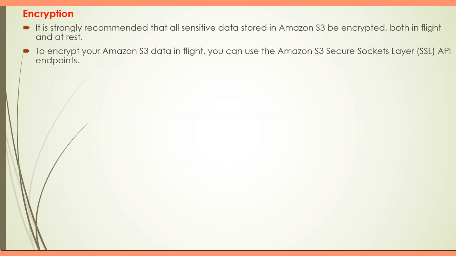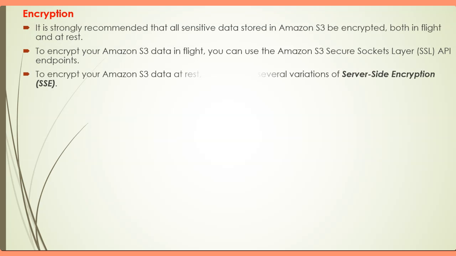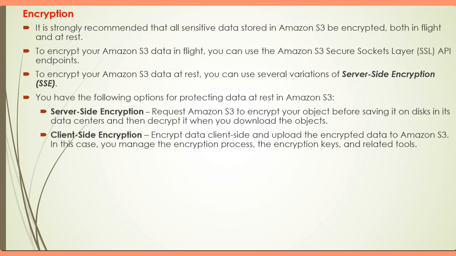And to encrypt data at rest, you can use server-side encryption. There are a couple of types. You can encrypt your data at rest in S3 using several variations of server-side encryption tools that are already available. So you have the following options to protect your data at rest in Amazon S3. The first one is server-side encryption: you request Amazon S3 to encrypt your data objects before saving them on disks in its data centers, and then decrypt them when you download the objects.